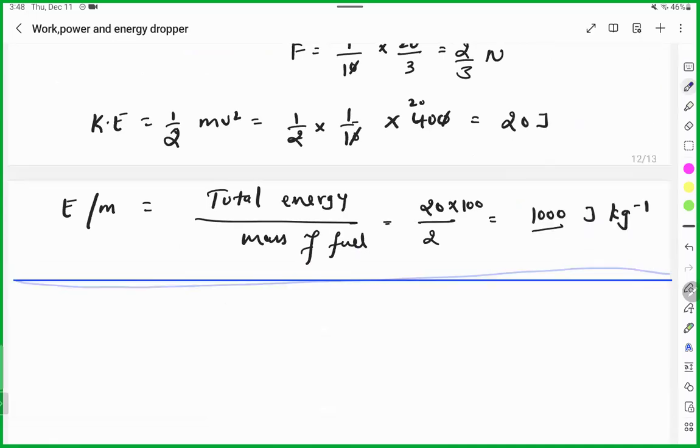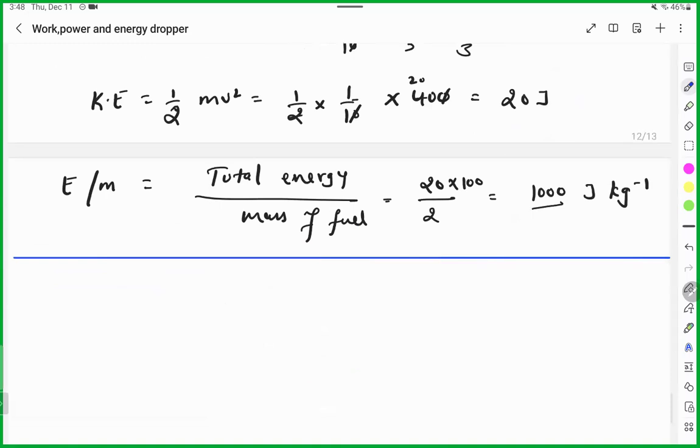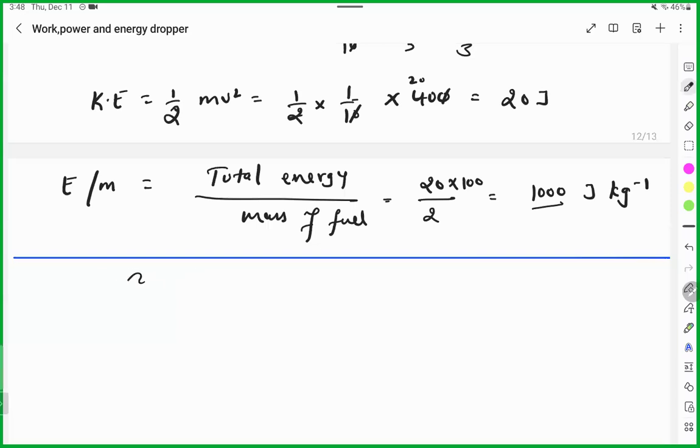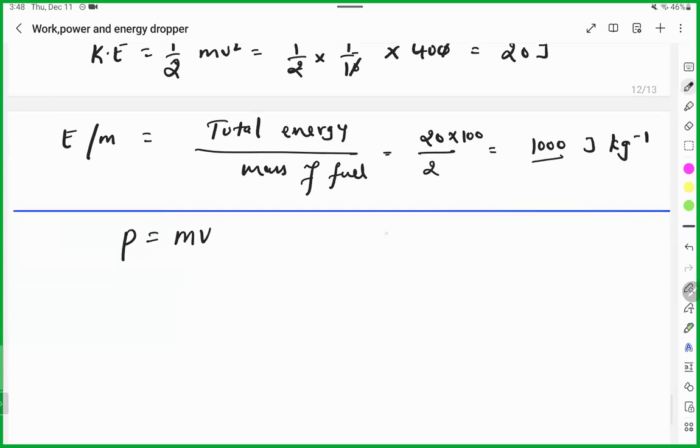So next, relation of linear momentum with the kinetic energy. You know P is equal to mv, correct? And we know kinetic energy is equal to half mv square, correct? If you multiply and divide with mass, can we say mv is equal to p? So m square v square is equal to p square.